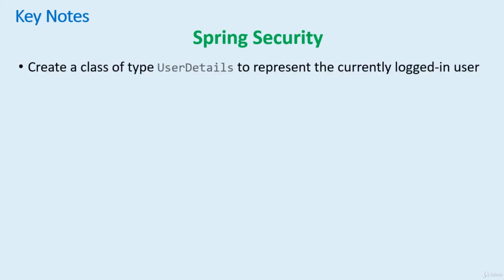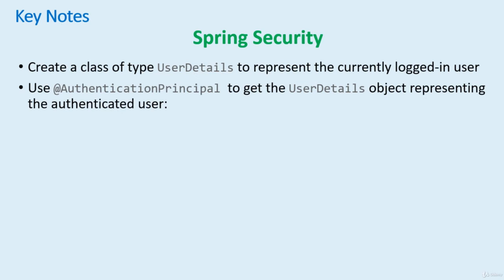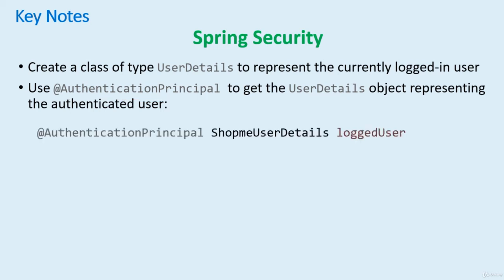And we create a class of type UserDetails defined by Spring Security API to represent the currently logged in user. And we can use the annotation @AuthenticationPrincipal to get the UserDetails object representing the authenticated user. Here's an example: @AuthenticationPrincipal, and then followed by the class name and then the variable name.